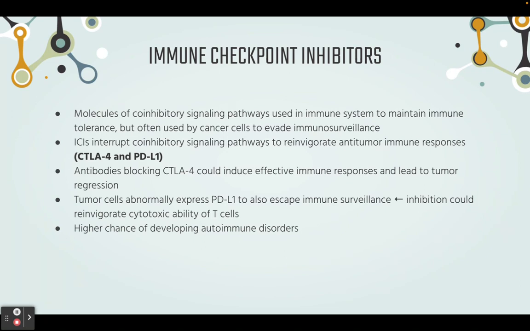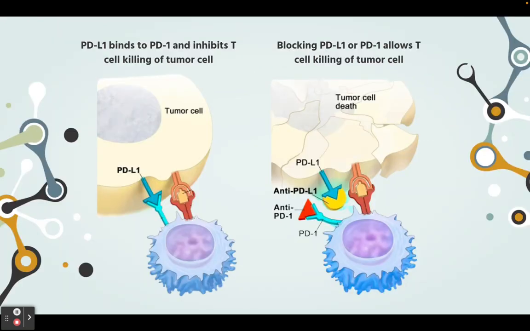However, because you aren't regulating your T cell response, there's a higher chance of developing some autoimmune disorders, which is where your T cells attack your own healthy cells. So this is, again, just a diagram of how immune checkpoint inhibitors work to block inhibitory checkpoints.